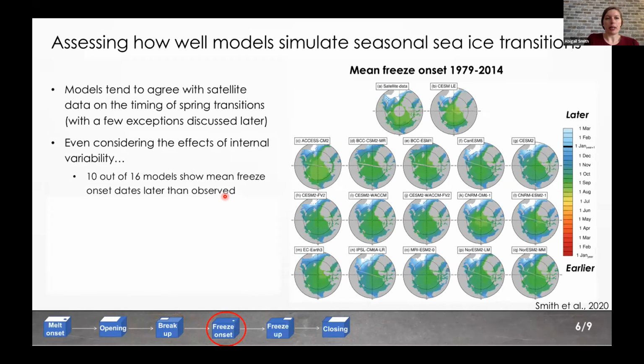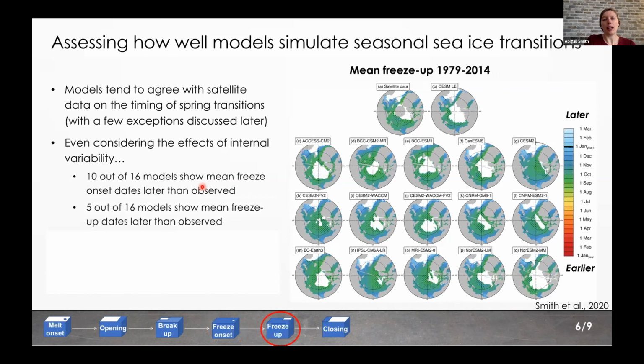Fall is a little bit of a different picture. So going into freeze onset, I'll first start by saying that I mentioned earlier that we use 3 different models to create ranges of internal variability estimations in these seasonal transition dates. And for the freeze onset dates, 10 out of the 16 models actually show freeze onset dates later than observed, even when we consider that expected range of internal variability.